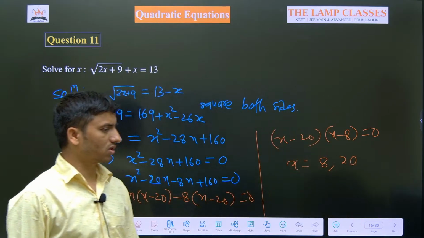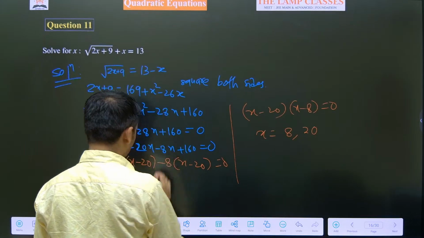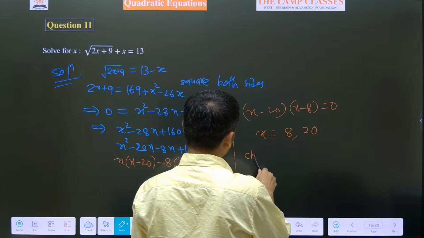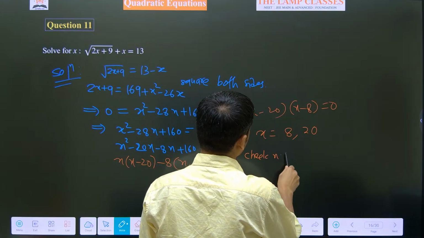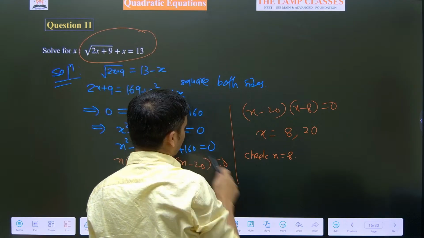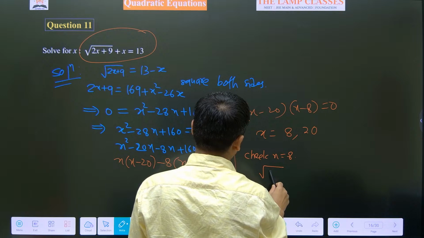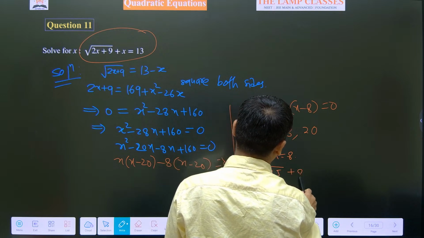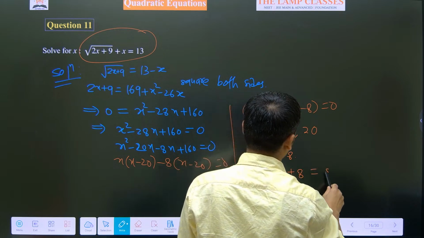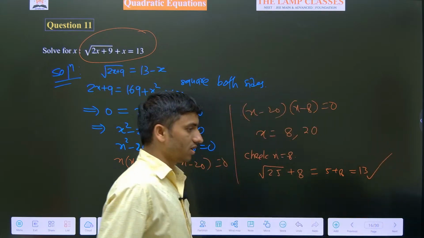Now we will not conclude here that x is 8 or 20. Now we have to check. So check x is equal to 8. We have to substitute it in the original equation. So we'll get root of 25 plus 8 is equal to 5 plus 8, 13, right? So x equal to 8 is one of the solutions.